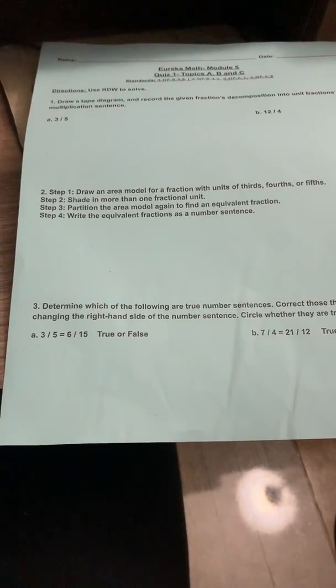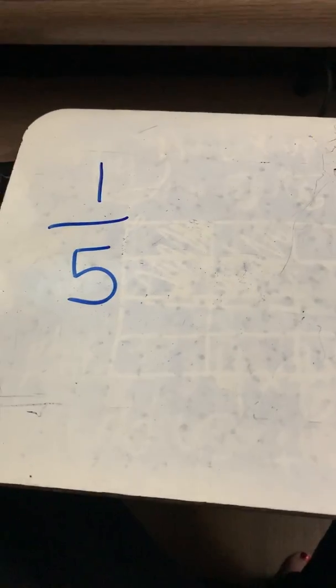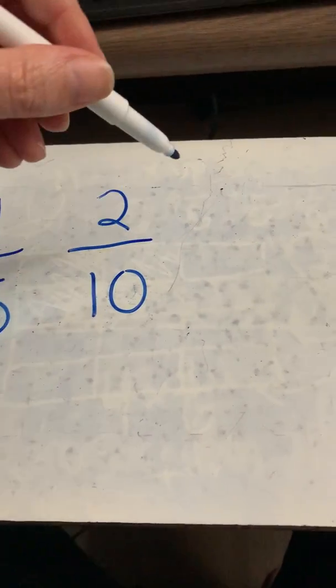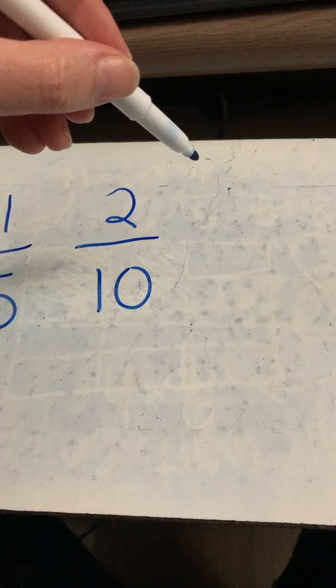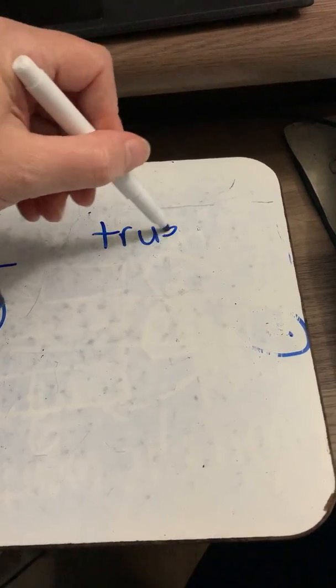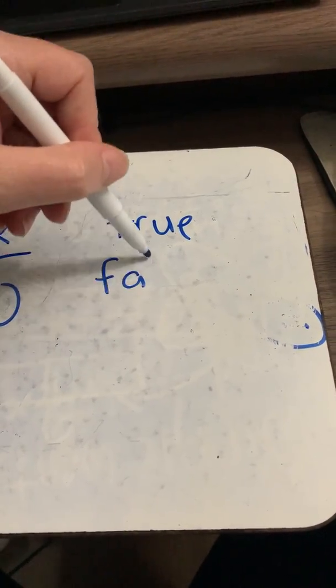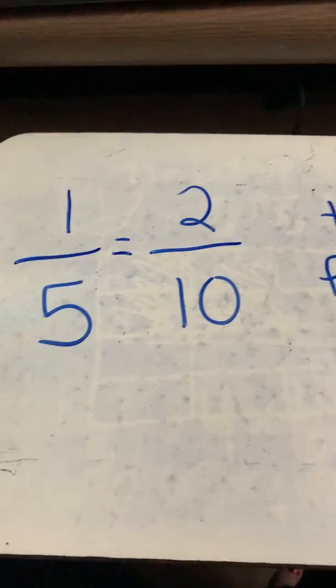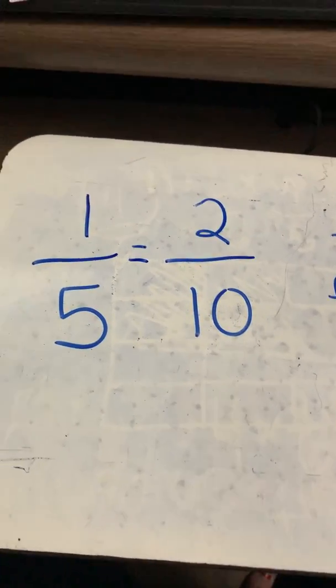All right, cool. So for number 3, I was going to compare 1/5 and 2/10. And I was going to say, are they equal or are they not? So either true or false. And if it's not equal, you have to change the right-hand side to make it equal. So let's look at this.